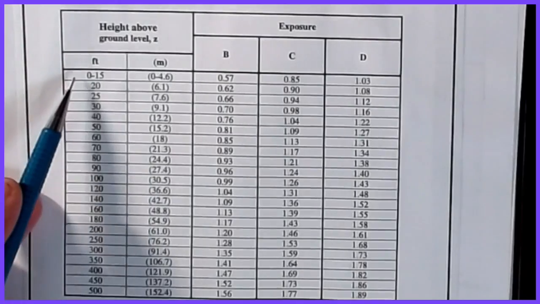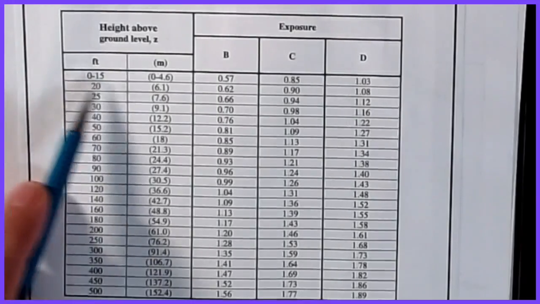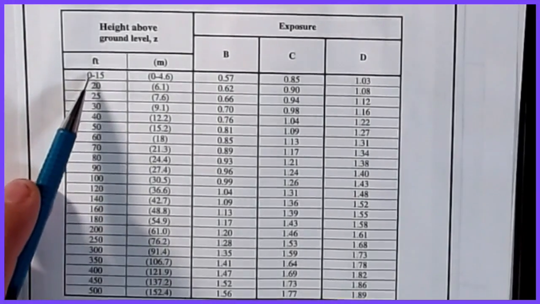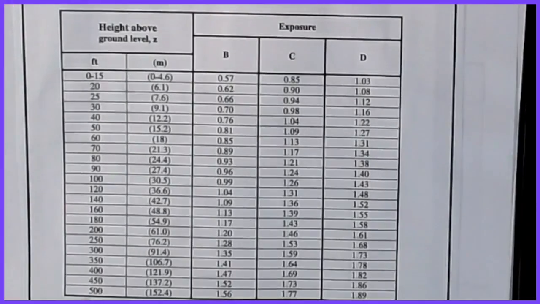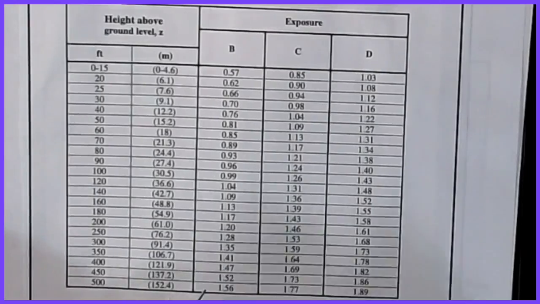So you can see that for very short structures, from 0 to 15 feet, it's a constant value. Wind is assumed to be constant, but as you start to go up in height, all the way up to 500 feet where this table ends, you can see that all of the factors start to increase as well.